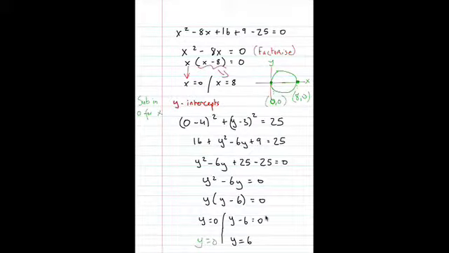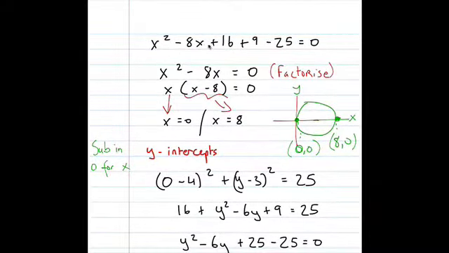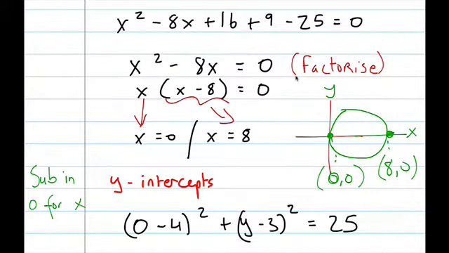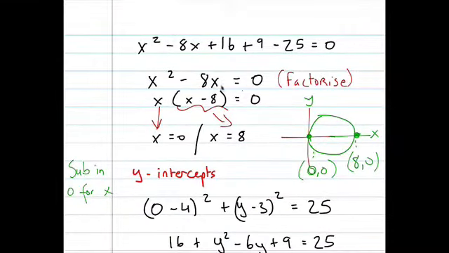So I move on, and I get x squared minus 8x plus 16 plus 9 minus 25 equals 0. x squared minus 8x equals 0. Okay, we have to factorize this. So this is nearly always the case in these questions, Alan. You want to get 0 on the right hand side and everything else on the left hand side.